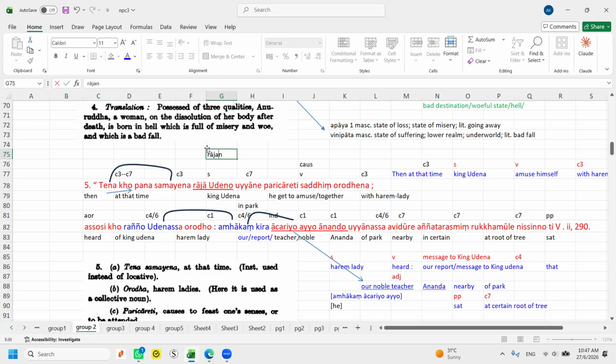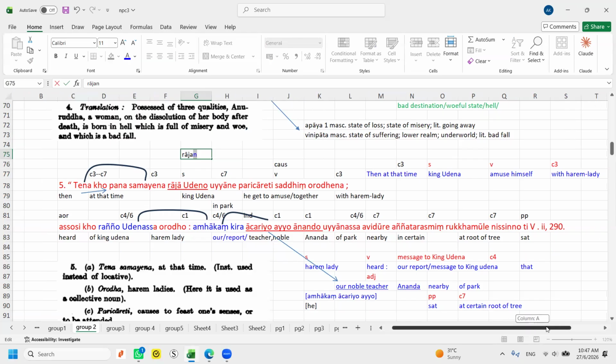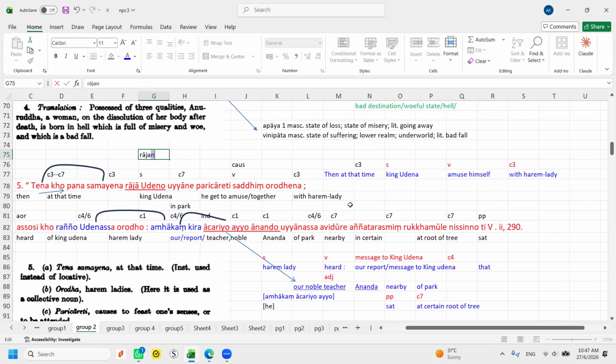When the n is n, in this particular case, it will be a long a here. So Udena. When we translate, King Udena is the subject. So what you see here, okay, the subject, King Udena, and this is the verb.